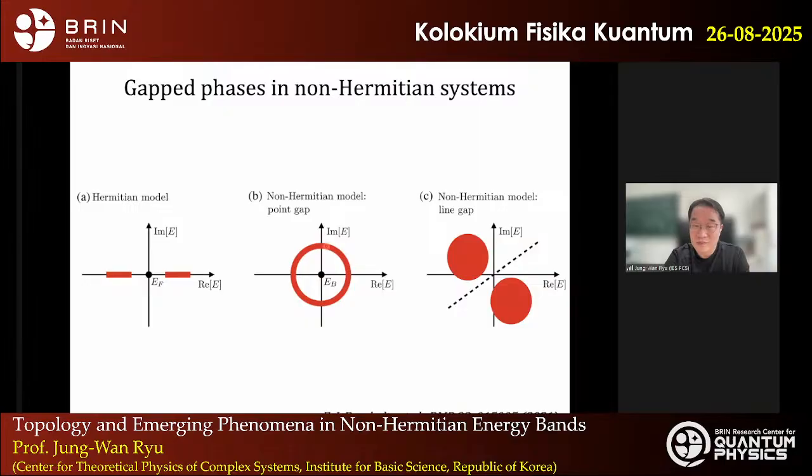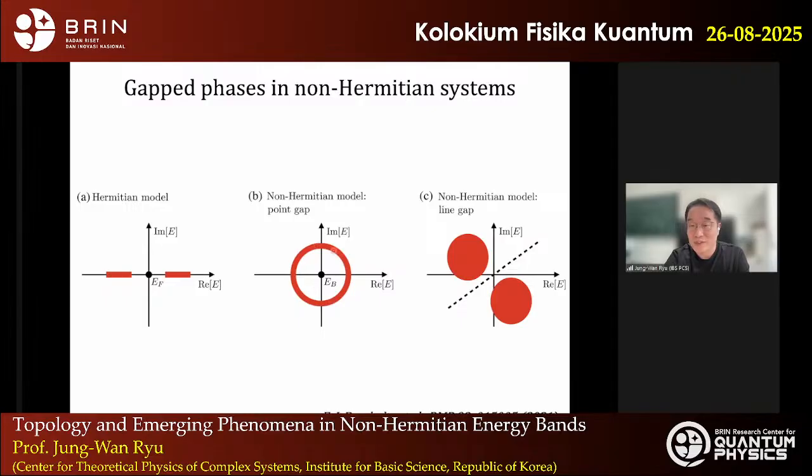The band can make this kind of circular structure, like loop structures. And inside this loop, there is a reference energy. At this energy, there is no spectrum. So this can be considered another kind of gap. This is called point gap. In this case, this point gap phase band cannot be transformed to the line gap phase by continuous transformation.